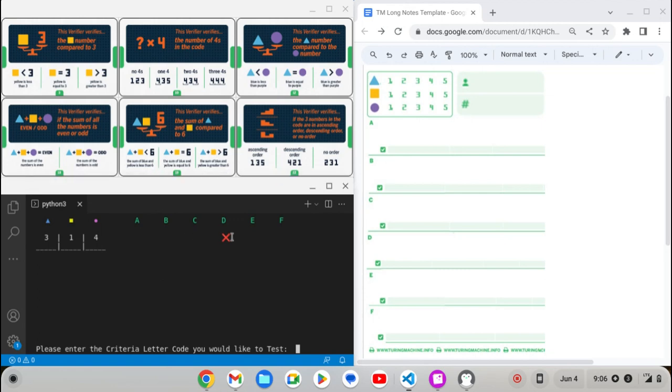Okay, so the Turing machine responded that it does not approve of my proposal. If we add up all the digits, 3 plus 1 is 4, 4 plus 4 is 8, that is an even quantity. So the Turing machine is telling me no, the sum should not be even. In fact, it should be odd. And so that's what I'm going to put down in my notes in section D, that the sum of triangle plus square plus circle is an odd value.